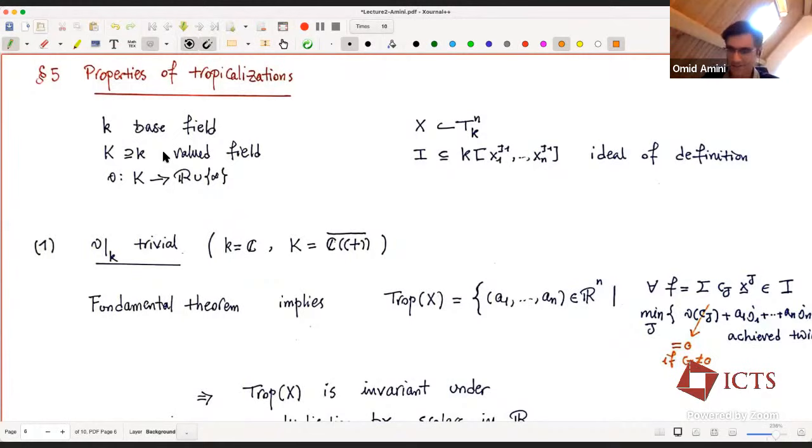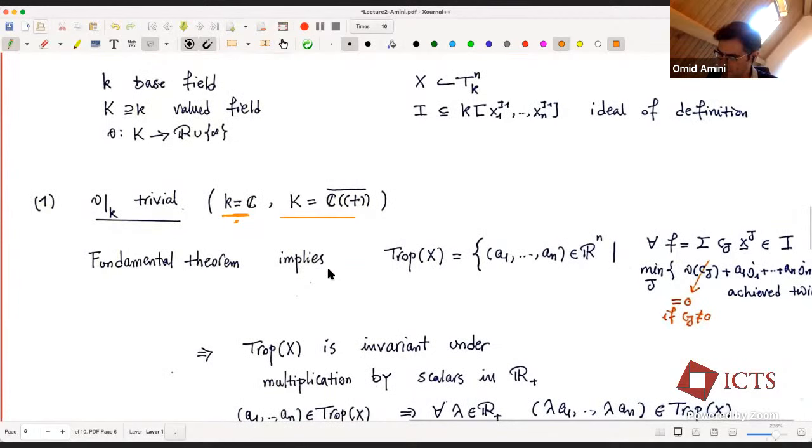So k is a base field, and big K is a value field. You have a valuation and a subset of some T in K, and then you take the ideal of definition. I start with the first case, where the base field k is trivially valued. It means that the restriction of the valuation over k is trivial, meaning any invertible non-zero element is sent to zero, and zero is of course sent to infinity. The basic example, forgetting about the general case, is k equal to C, and big K is the field of Puiseux series.